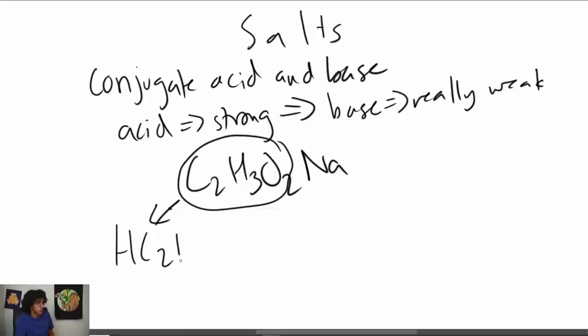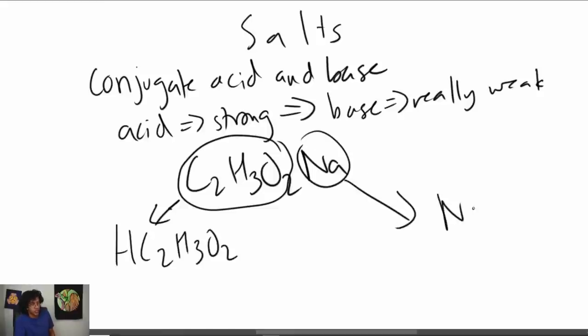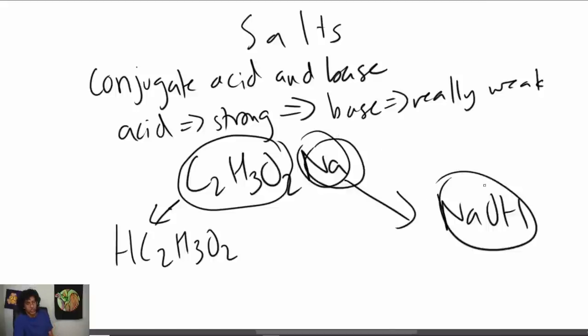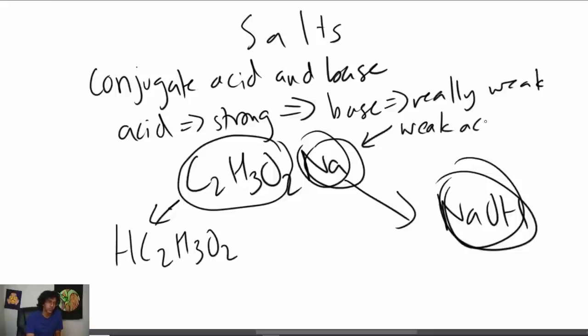So HC2H3O2. And then this guy comes from NaOH, right? So this guy is the conjugate acid of NaOH. And NaOH is really, really strong, right? So essentially, this guy is going to be a very weak acid. Very, very weak acid. I should probably put a very, very in all caps. There we go.